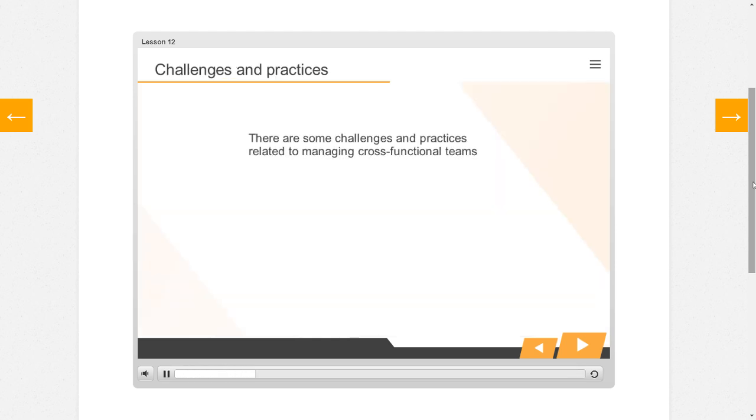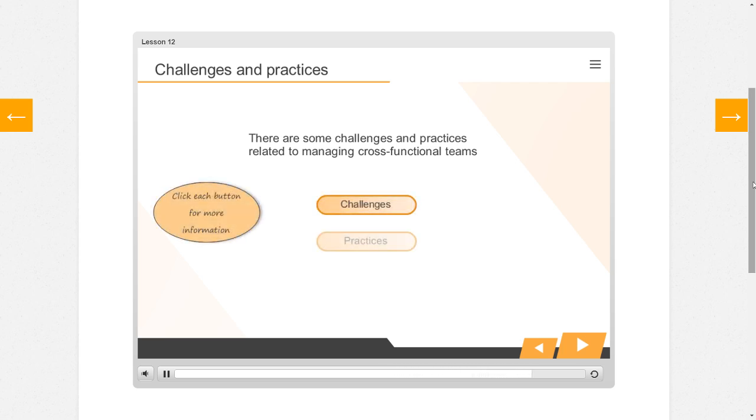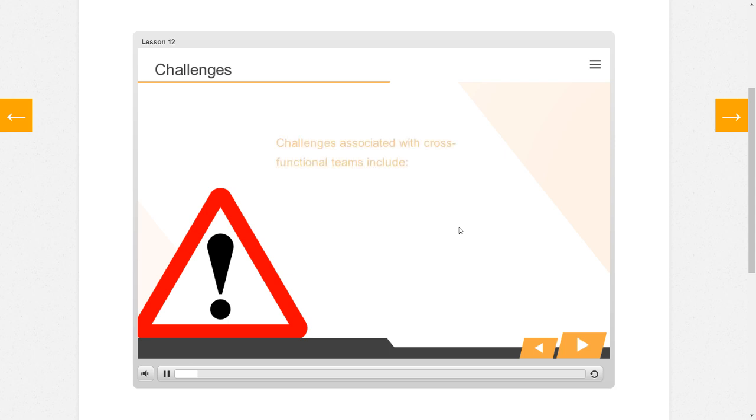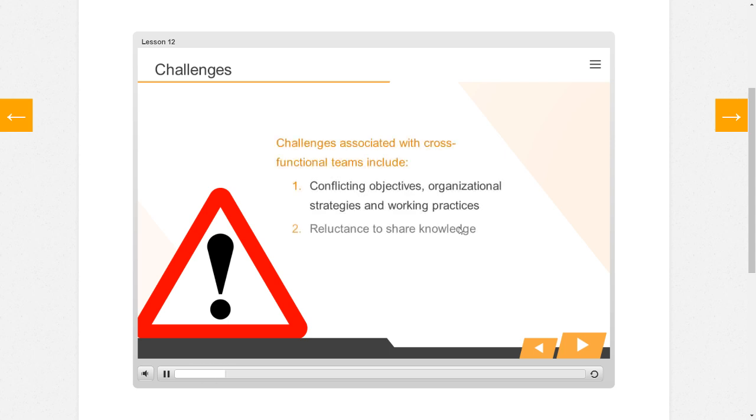There are some challenges related to managing cross-functional teams, and there are some practices that can make organizations more effective in this area. Click on Challenges and Practices to learn more. You can see some common challenges related to cross-functional teams here. Conflicting objectives and a reluctance to share knowledge can be much more common in a SIAM ecosystem where the team members come from different commercial organizations.